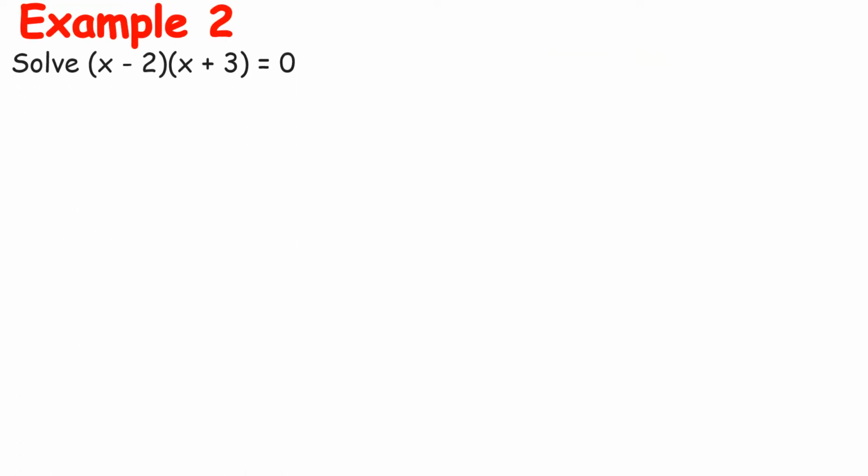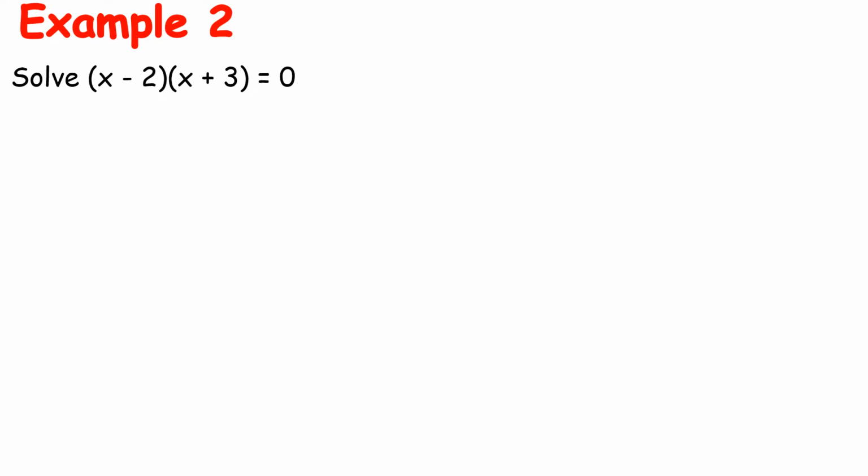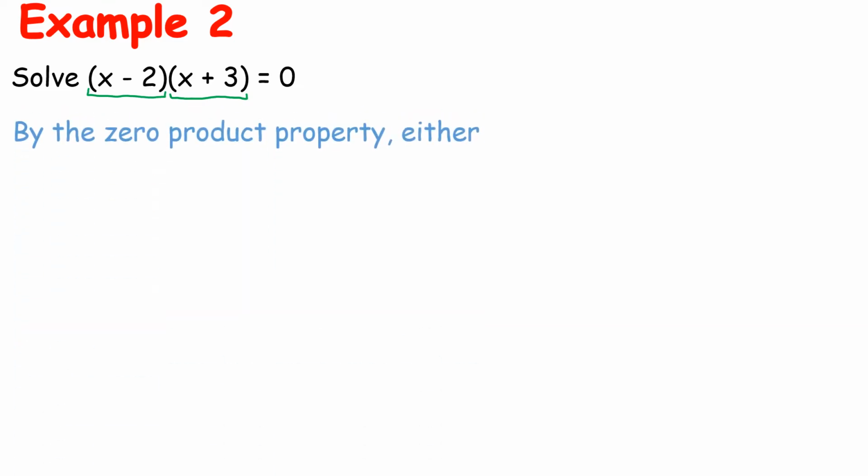So example 2. Here we're asked to solve (x - 2)(x + 3) = 0. This was originally a quadratic that we used a guide number to factorize. So again, by the zero product property, we know that either the first factor, x - 2 equals 0, or the second factor, x + 3 equals 0. Neither gives us a straight answer, so we're going to need to work it through.